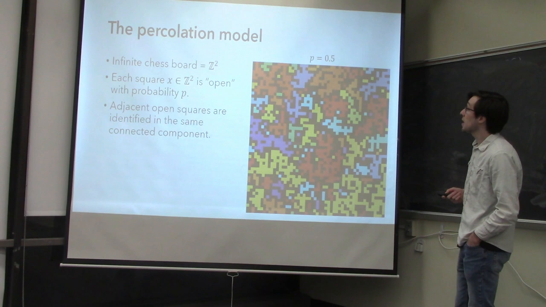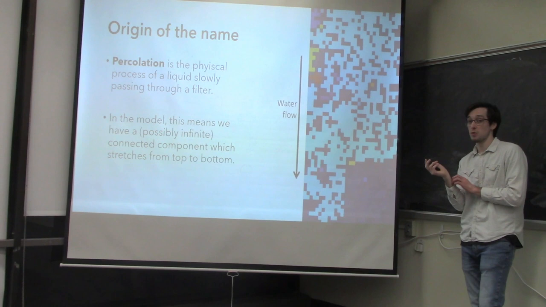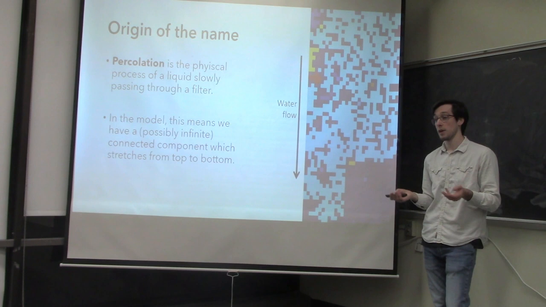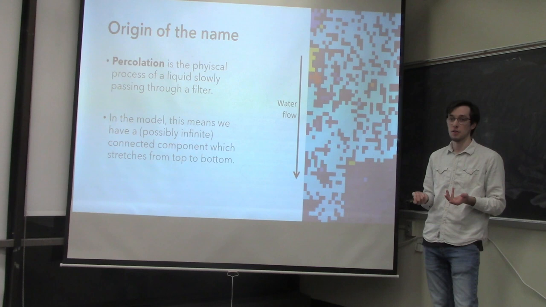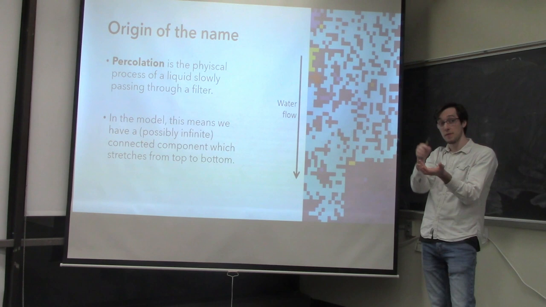So now, just so you know where the name comes from, percolation is a process in physics where you try to have a liquid move through some kind of filter. Like a percolation coffee machine is just like a drip coffee machine. It gets its name because I have a filter, I put coffee grounds in it, and now I pour water on top, and the water has to find a way to move through the coffee grounds and actually get to the bottom of the thing.